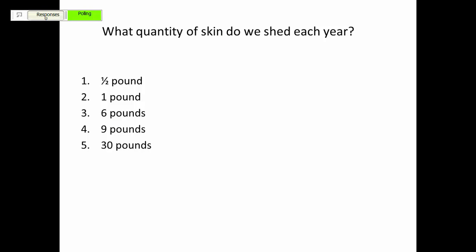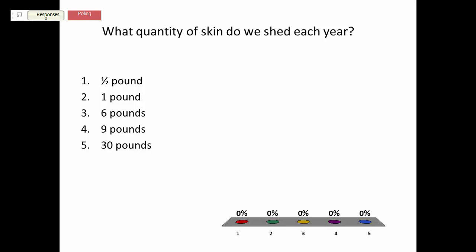So because the epidermis is constantly replacing itself, what quantity of skin do you think that we shed each year? Half a pound, 1 pound, 6 pounds, 9 pounds, or 30 pounds of skin? And the answer is number 4, 9 pounds of skin. So we're constantly flaking off these dead skin cells, and that's what accounts for about 80% of house dust.